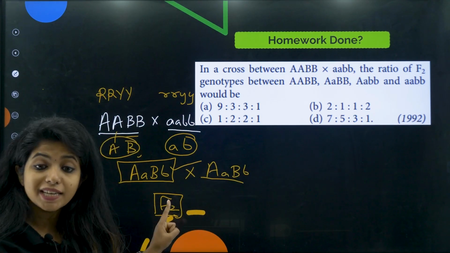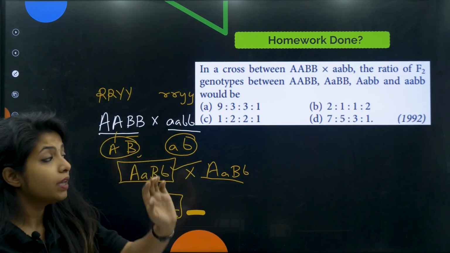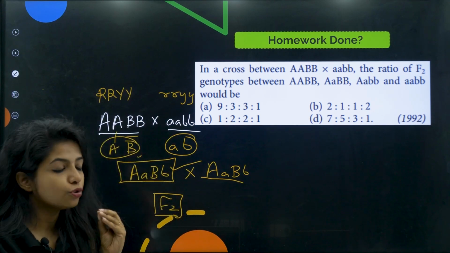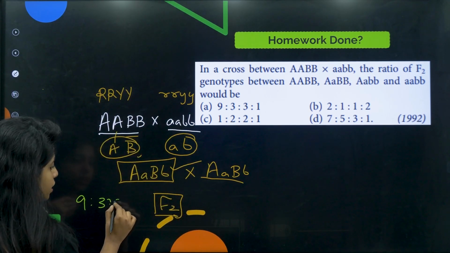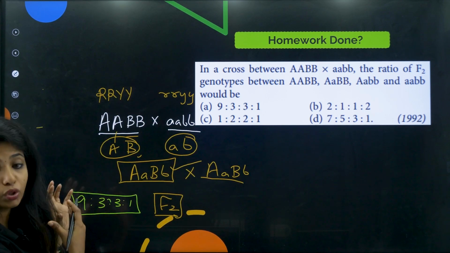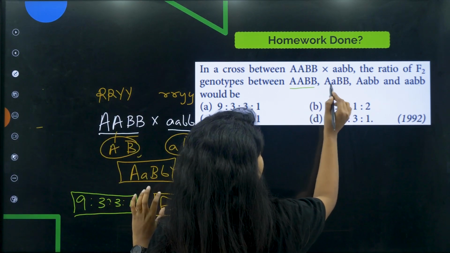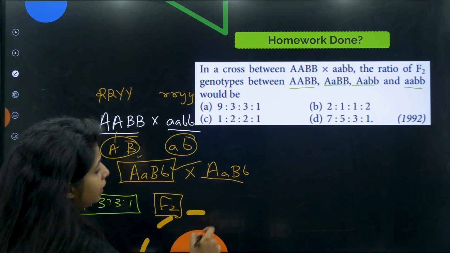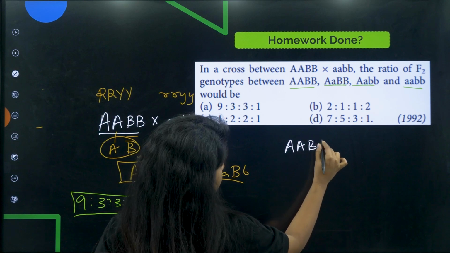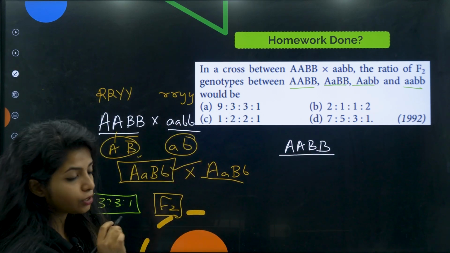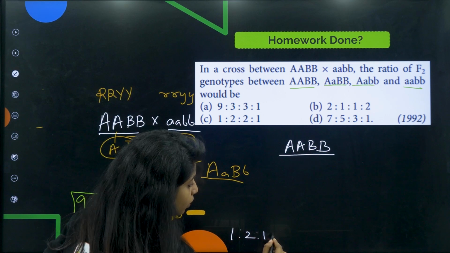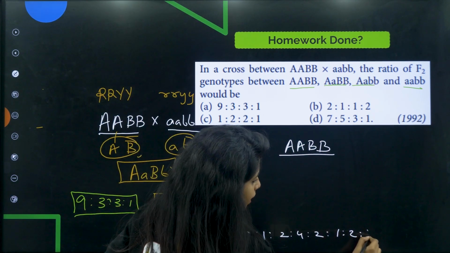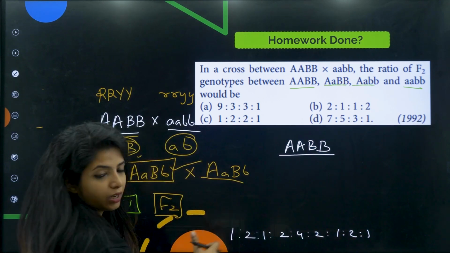But over here, instead of asking about the F2 generation's ratio, they have mentioned the genotypes. They are not asking you about the phenotypic ratio of 9:3:3:1. That is not the question. This is the phenotypic ratio, as in how do they look. They are asking you about the genotype, and they have mentioned the genotype as well. So over here, it is capital A, capital A, capital B, capital B. We have studied in genotypic ratio, the ratio goes like this: 1:2:1, 2:4:2, and 1:2:1 again. So 1:2:1, 1:2:1, in the middle you double it.